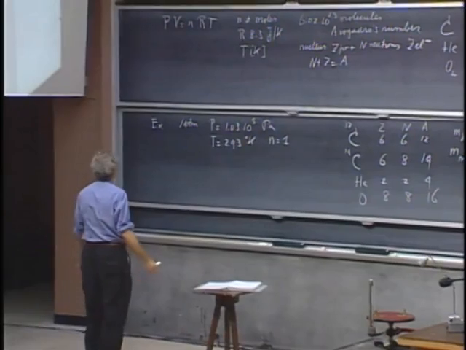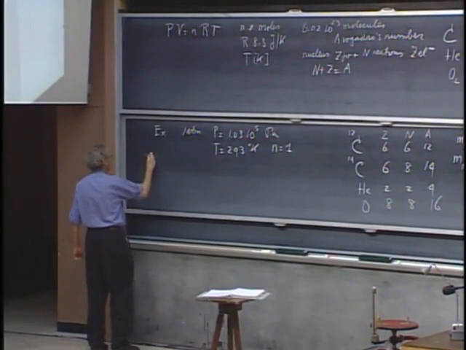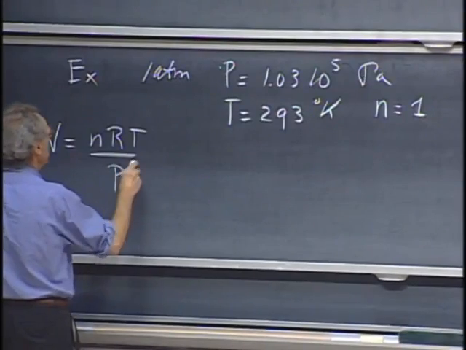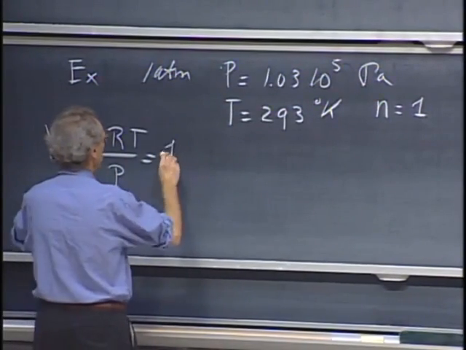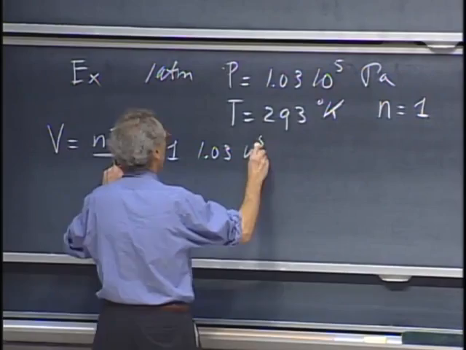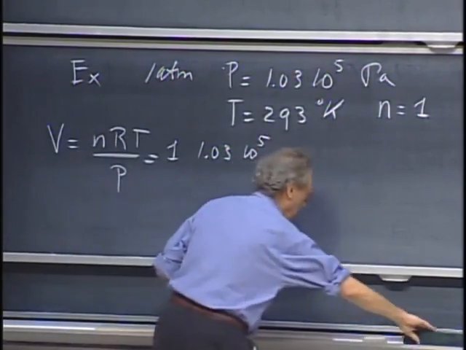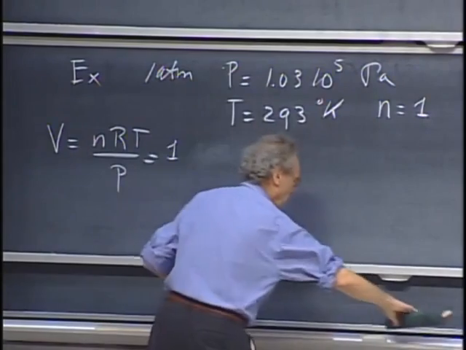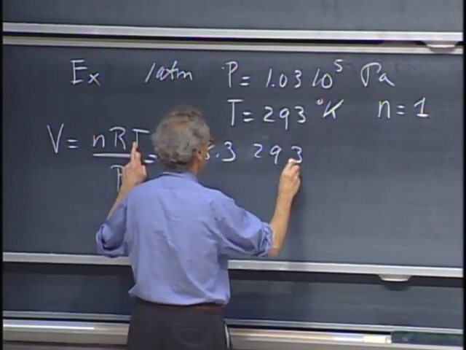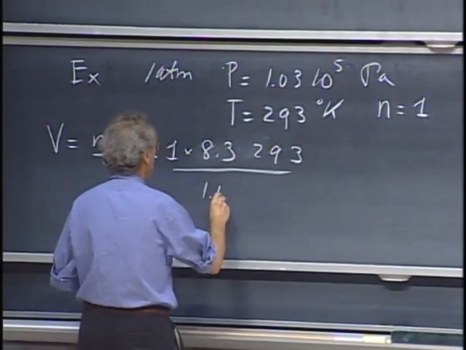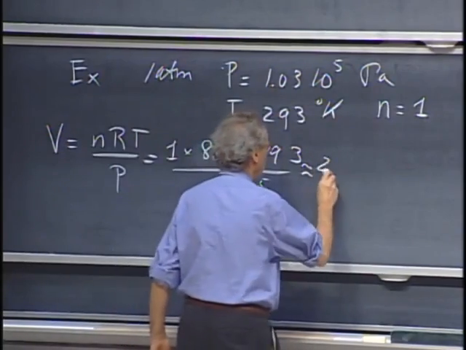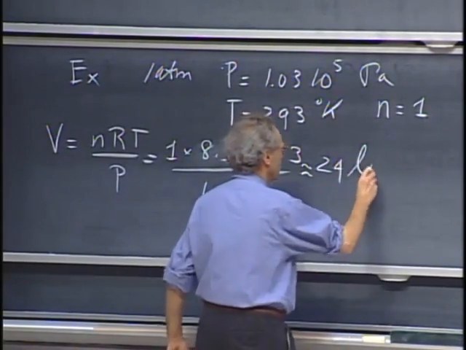Well, you take the gas law, and it tells you that V, the volume, equals NRT divided by P. You know N is 1. You know R, which is 8.3. Excuse me, I'm a little bit ahead of myself. You know the temperature, which is 293. And you know the pressure, which is 1.03 times 10 to the 5th. And when you calculate that, you find something very close to 24 liters.